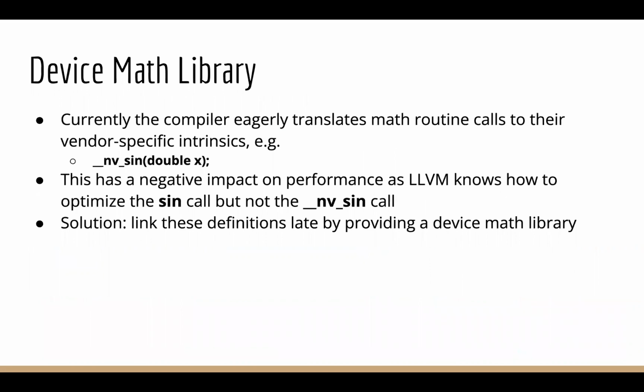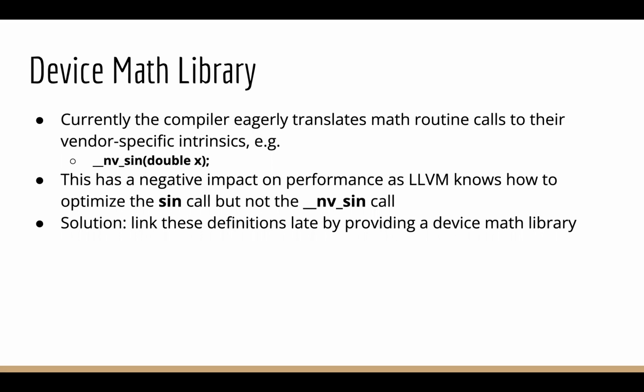Okay, so finally, this is a real quick one. We're working on a device math library for the GPUs. So currently the compiler kind of eagerly translates math routines to their vendor-specific versions. So for example, if you had a sine call in your program, the front end at pre-processing would basically just turn that into a NV sine call.